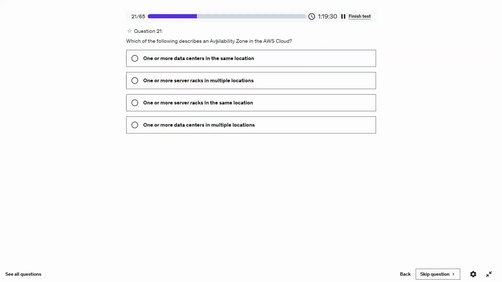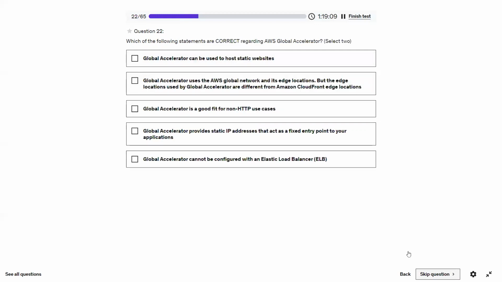Which of the following describes an availability zone? So what is a region? A region contains multiple zones. Zones contain at least one data center. So one or more data centers in the same location looks correct. One or more server racks? Wrong. One or more data centers in multiple locations? No. A zone is at one location only. A region is at multiple locations. So one or more data centers in the same location.